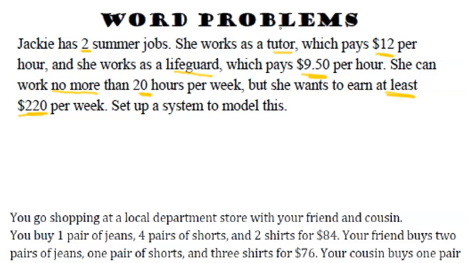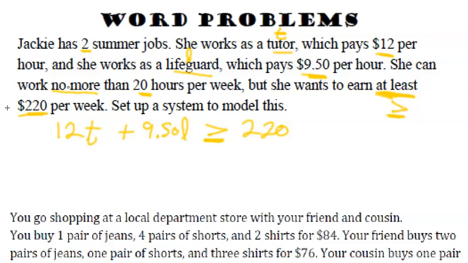So we'll say that she's a tutor, we'll call that T, and then lifeguard, we'll call that L. As a tutor, it's $12 an hour, so let's just say 12T. And then lifeguard would be $9.50L. If you add those together, it needs to be at least $220. Now when it says at least, it can't be any less than that. It can't be $210, but it can be $230. So we're going to put greater than or equal to.